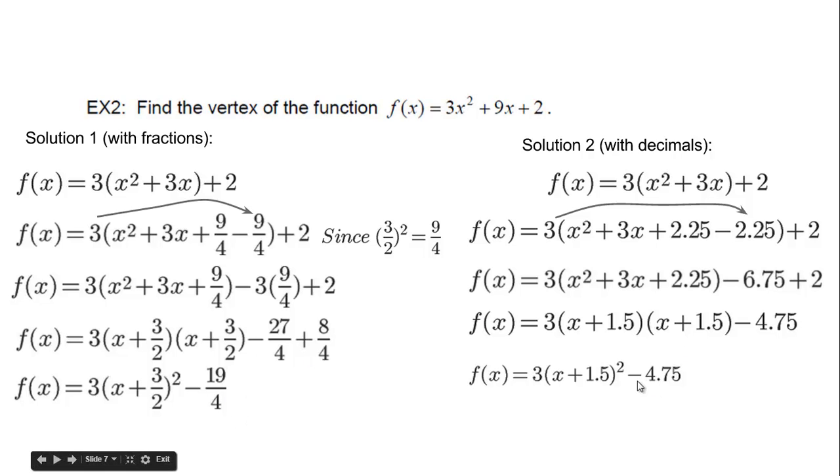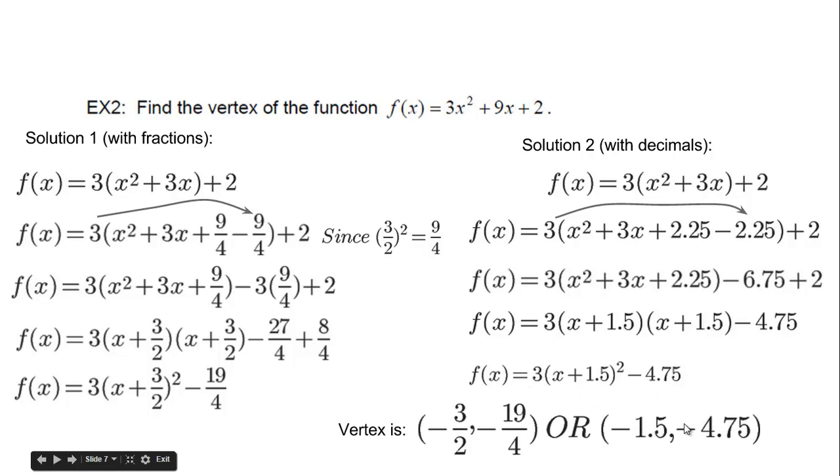But if it's going to prevent you from learning it, I'd like you to demonstrate it with the decimals. Okay, and so your vertex is either 1, negative 3 over 2, or negative 1.5, and then 19 over 4, or 4.75. Okay, and so there's your practice.